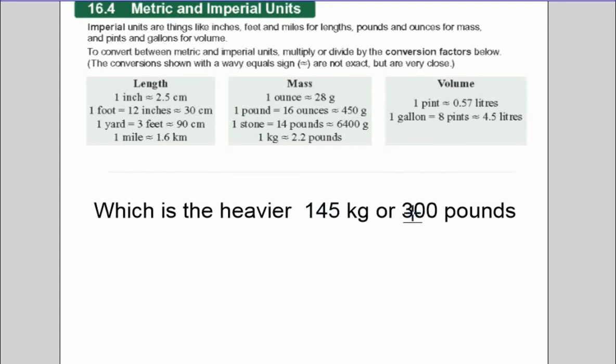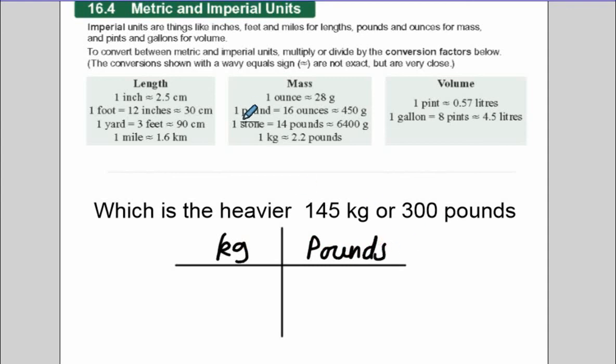If I convert the 300 pounds to kilograms, I can see which is heavier. Or if I convert the 145 kilograms to pounds, I can see which is heavier. I'm going to do the 145 kilograms into pounds, though it doesn't matter what I do. So, what are the units? Kilograms and pounds. Let's have a look. Where's my chart here with kilograms? Oh, here you go. 1 kilogram is 2.2 pounds. So I write that information in the table. 1 kilogram is roughly 2.2 pounds.